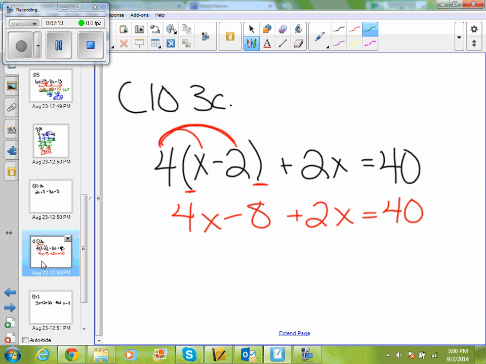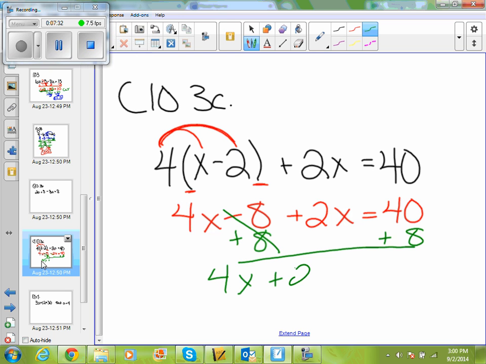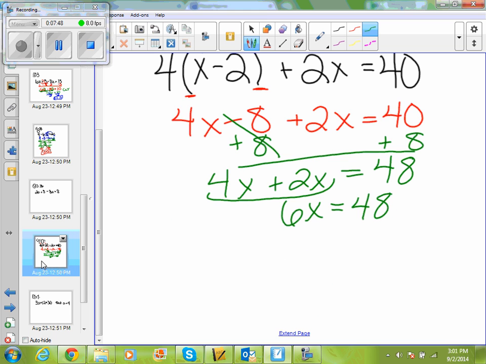Okay, so how do I get rid of the minus 8? Add 8. I get rid of my constants first. So I get rid of that first. I bring my 4x down and my 2x down. 40 plus 8 is 48. We combine these two. 4 plus 2 is 6. So 6x equals 48. Perfect. And then we divide. 48 divided by 6 is 8.